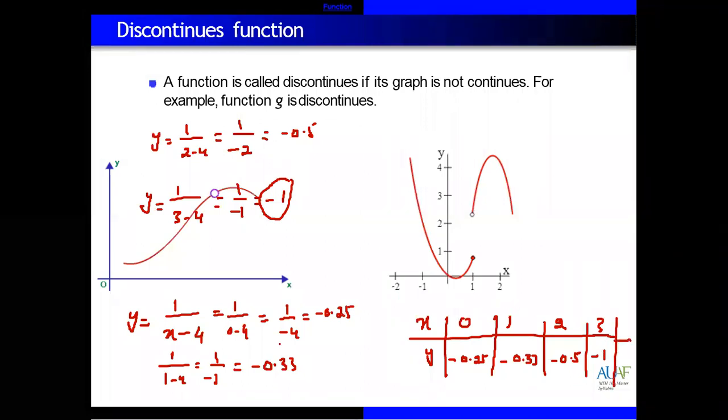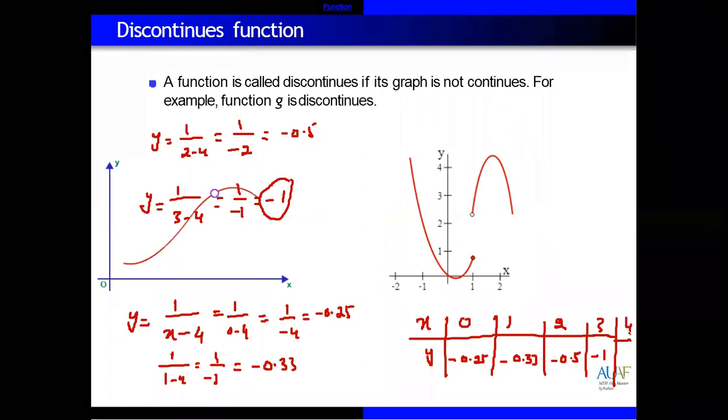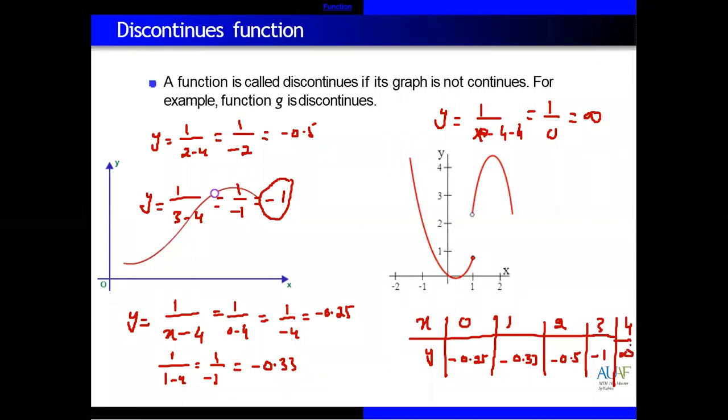But when you give x equal to 4, this graph will not give you any value. Why? Because y is equal to 1 over x minus 4, so 4 minus 4 is 0, and 1 over 0 is infinity, an undefined quantity. Undefined means we don't know that number is positive, negative, or 0. So at position 4, you will receive infinity, which means we don't know that value. So that will be a gap.